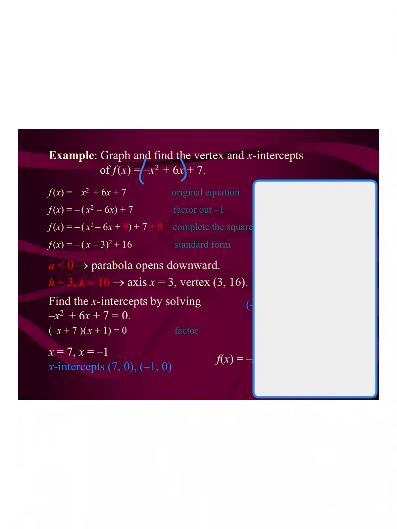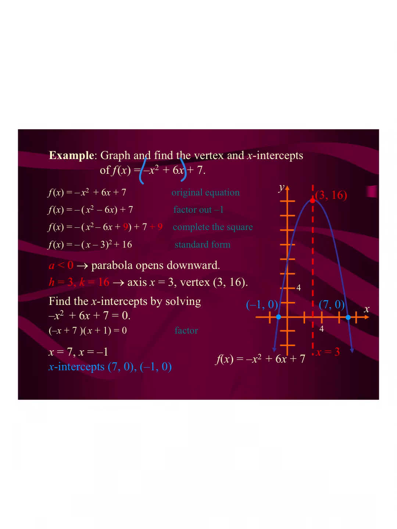So having my vertex and having my two intercepts gives me a very, very clear picture of what my parabola is going to look like. And in addition, I know that it opens down, so I can have all that check out. And when I look at my final graph, we can see all of those features. So I have my vertex here at 3, 16. I have my two x-intercepts. It's definitely opening down. And I now have a very accurate picture of my parabola.